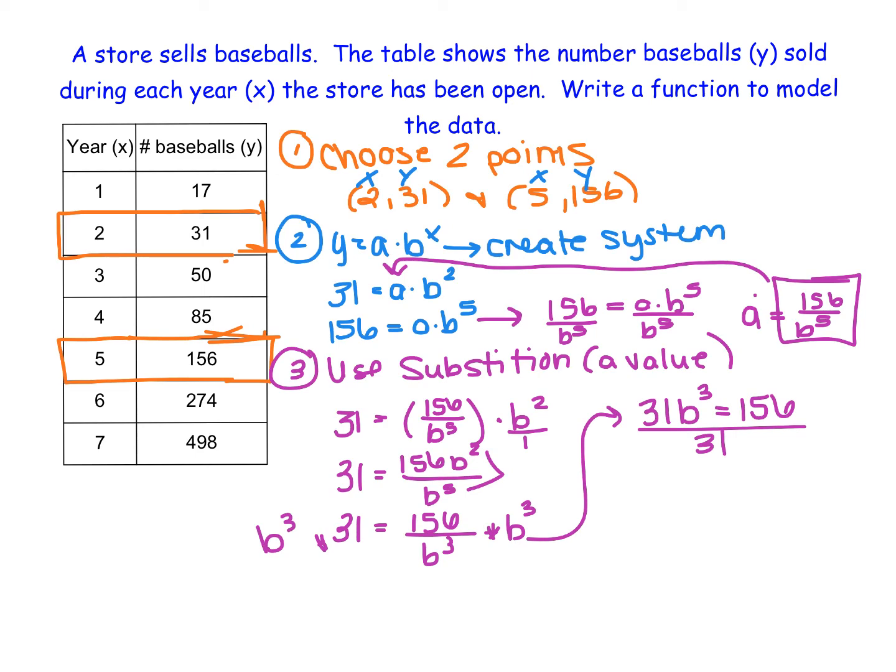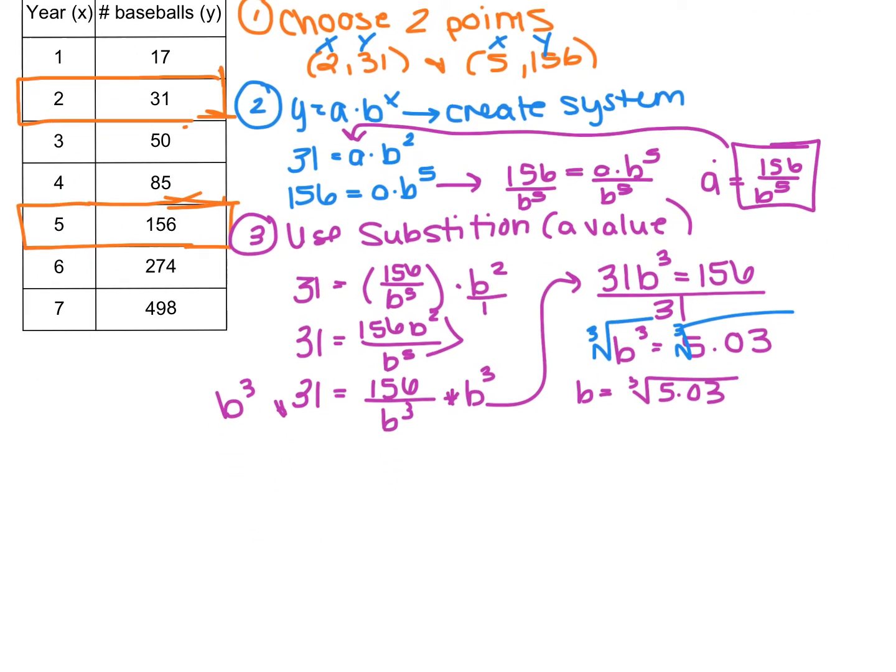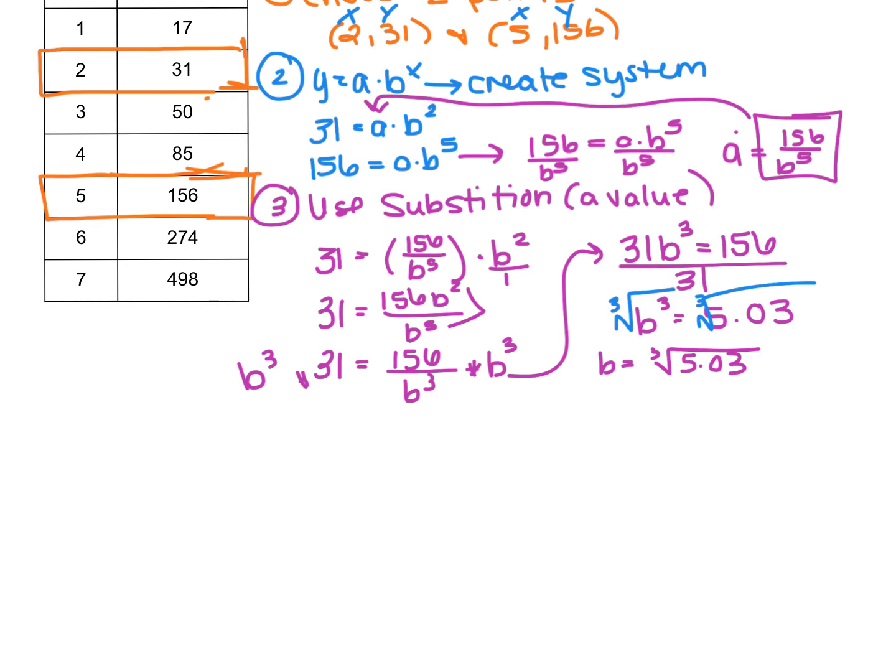Divide by 31. We have 156 divided by 31. That is approximately 5.03. Now from here I know that in order to undo that cubed, I need to use a cubed root. So I end up with my b value is going to be equal to the cubed root of whatever 5.03 is. Now that's not super easy to do in my calculator, but I know that cubed roots are related to fractional exponents, so I can turn any root into a fractional exponent.